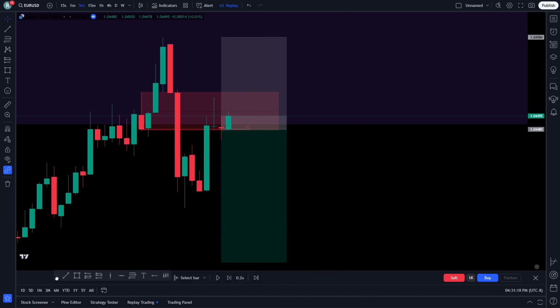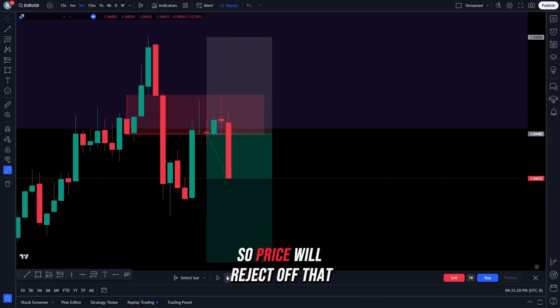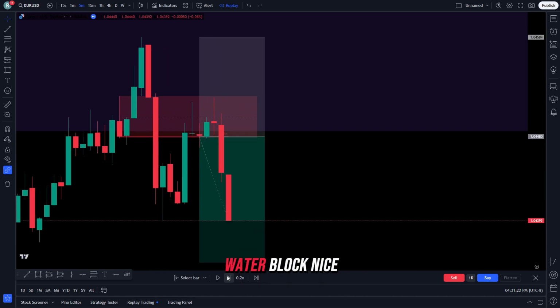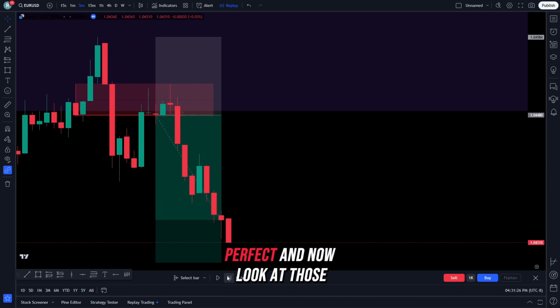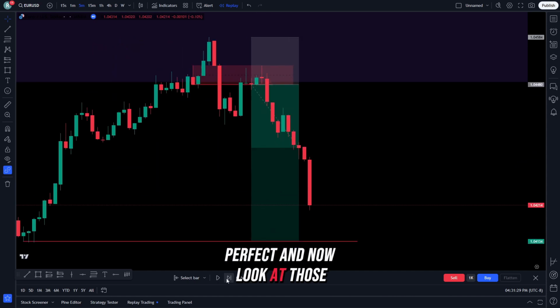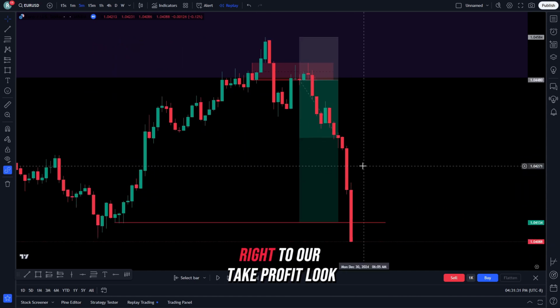Okay, so price will reject off that order block. Nice, some nice candles there. Perfect. And now look at those candles. Dang, right to our take profit.